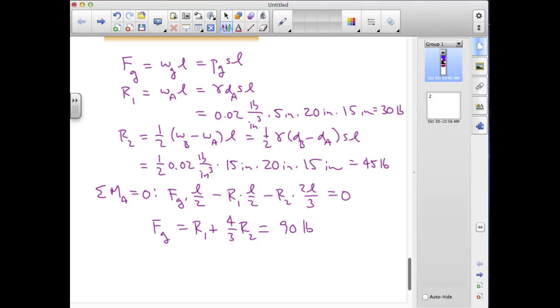So the gas pressure is equal to the force provided by the gas divided by the span and the length of the gate, 90 pounds over the product of 20 inches and 15 inches, and that ends up giving us 0.3 pounds per square inch. Now remember that that's a gauge pressure, so that's the pressure above the atmospheric pressure that would have to be provided by the gas in order to start opening that gate.